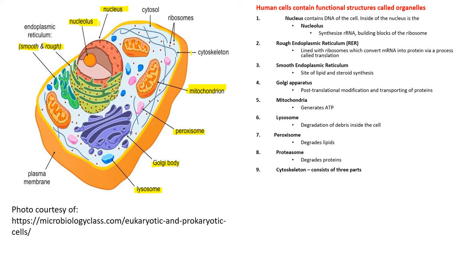The next organelle is called the cytoskeleton, and this is composed of three parts. The first is the microtubule, or the largest part, and this contains cilia and flagella for cell mobility, as well as plays an important role in mitosis.